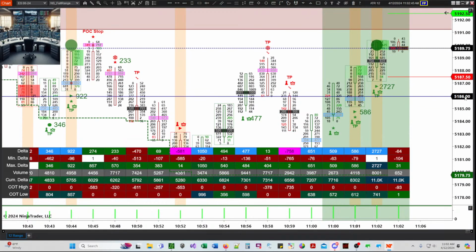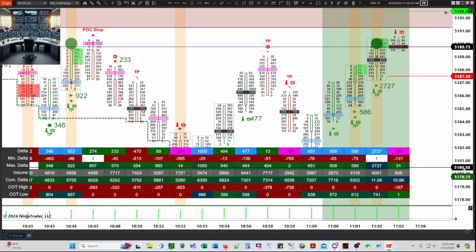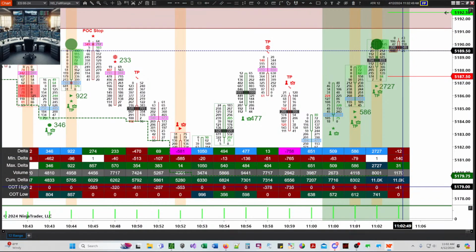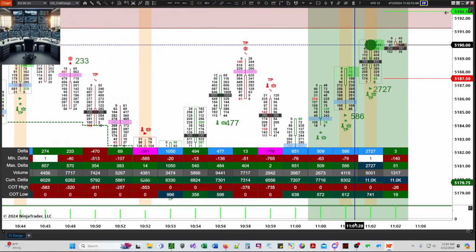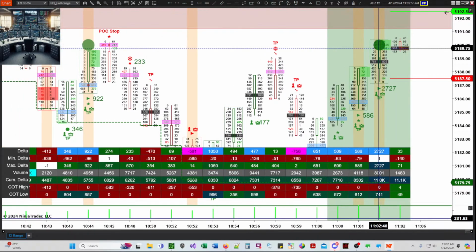I would love to see a big negative delta here. No, I wouldn't. Look at the Cum's now 11,000. No, I wouldn't love to see it. No, I take that back.